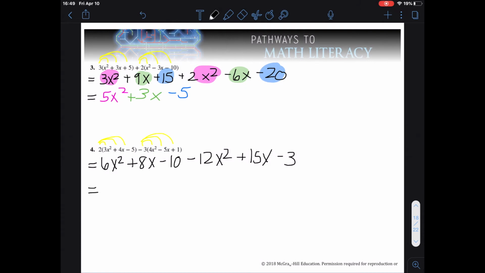So grouping our like pieces again, start with the x squareds. I have 6 and I'm subtracting 12 of them. So we really have negative 6x squared. Then we've got 8x, we're adding 15. So in total, we have 23 x's. And then for the constants, we have minus 3, minus 10. So we have negative 13.